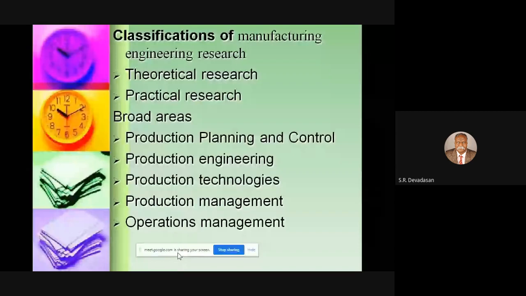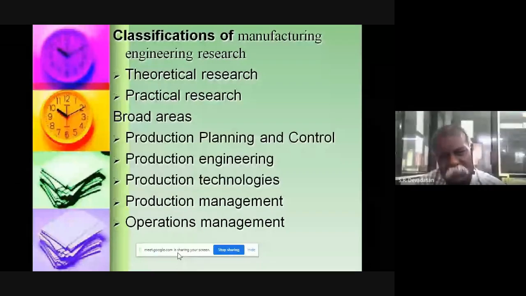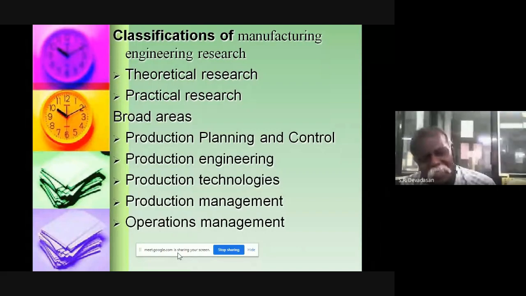Then comes operations and management. Processes, okay, have to be improved. The approaches to the production itself, okay, have to be improved, so that no waste in producing products, offering services, and using the process should take place.